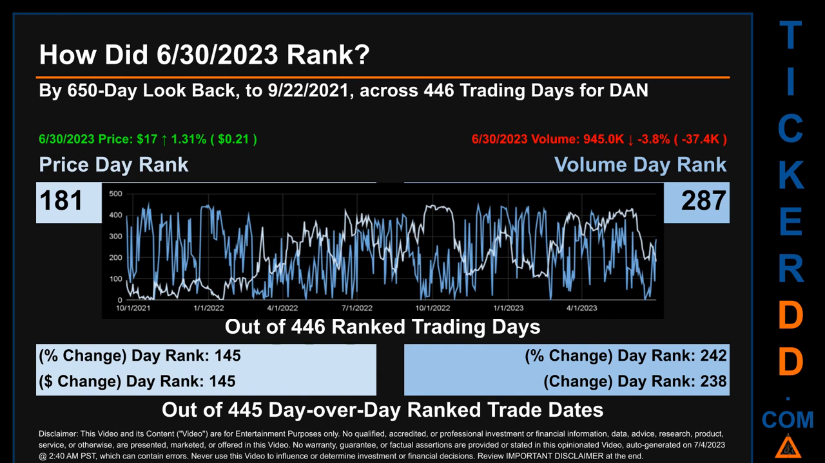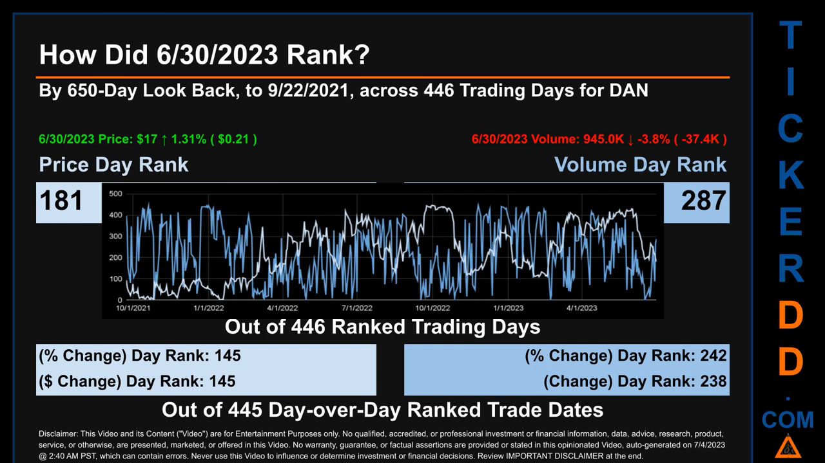Each of the 446 trading days were ranked amongst themselves by highest end-of-day price and volume, with a rank of 1 being the highest and 446 being the lowest ranked day. The line graph overlays price and volume's daily ranking, as shown respectively in light versus dark blue, across those target days' trading days. In this view, essentially the dips are good whereas the spikes are bad.